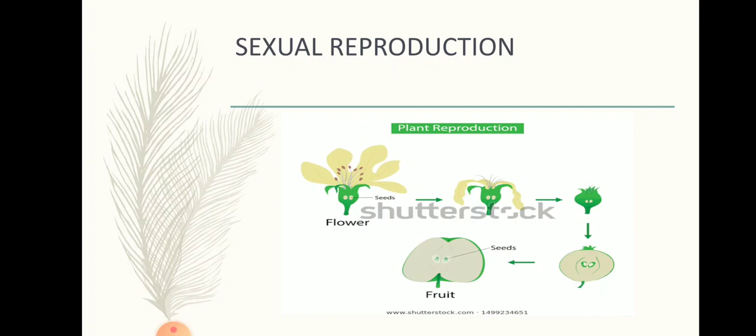Now the flower which has all the 4 whorls is known as a complete flower. If any one whorl is missing in the flower, it is known as an incomplete flower. You even know that the flower is attached to the stem by a stalk.